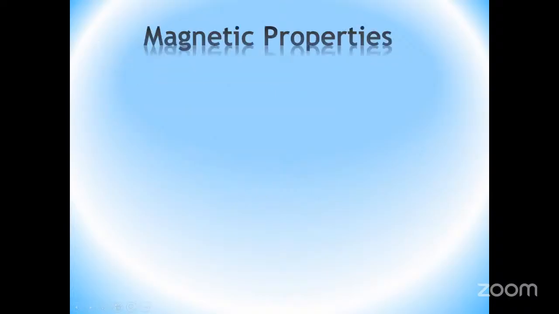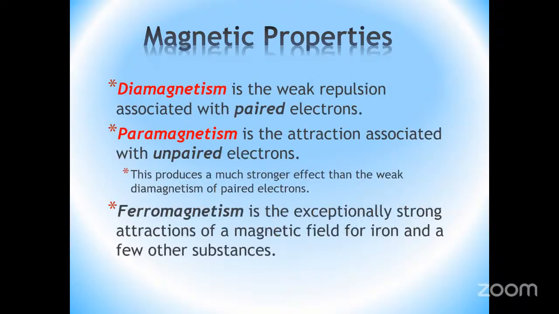So now we're going to talk about magnetic properties, all right, as it relates to the electronic structure of atoms and ions. So there are 3 types of magnetic properties that we're going to discuss, but one of them will take precedence in terms of importance. You have what is called diamagnetism, which is a weak repulsion associated with paired electrons. And then you have paramagnetism, which is the attraction associated with unpaired electrons. And this produces a much stronger effect than the weak diamagnetism of paired electrons, right? So basically what we're saying is that paramagnetism is a stronger phenomenon compared to diamagnetism.